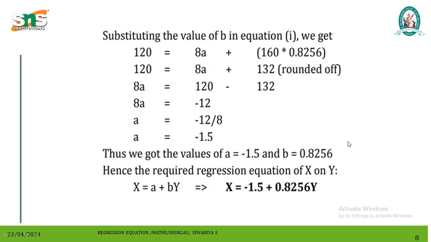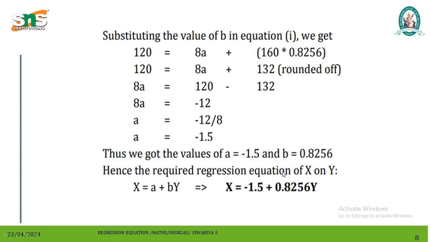So by substituting the value of B in equation 1, after solving this equation, I get the value of A. So now we have found the values of both A and B. That is, A is equal to minus 1.5 and B is equal to 0.8256. So we found the value of A and B. After that, we have to substitute the values of A and B in the equation.